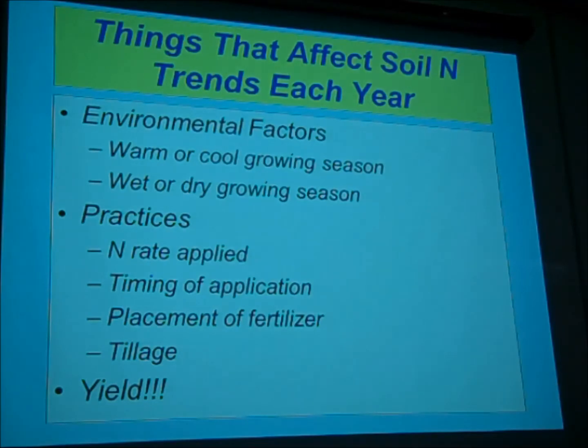Nitrogen is usually the one people want to talk about most. Environmental factors certainly have an effect on how much nitrogen is left in the soil profile each year. For example, 2012 was a warm year, lots of mineralization. One of the reasons we probably had more carryover nitrogen than normal. Whereas compared to 2013, many areas were wet, and may have been part of the reason we didn't have as much nitrogen left over. Practices are important, what rate's applied, when it's applied, placement in some cases, tillage, and of course yield. If you have a lot of yield, generally speaking, the carryover is a lot lower.